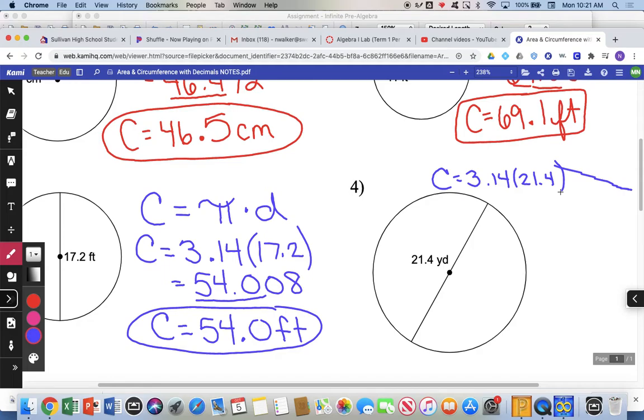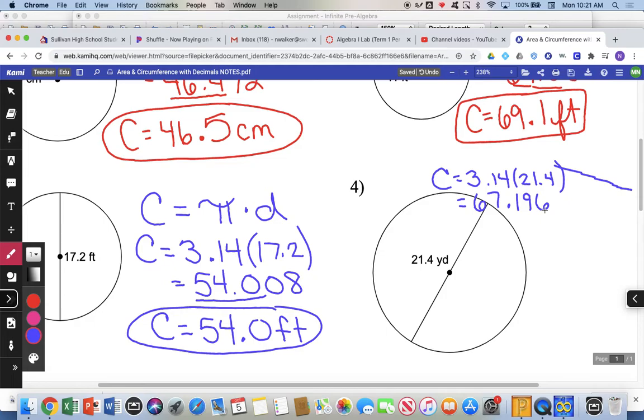If you did 3.14 times 21.4, you get 67.196. Did you take 2 times that? Yeah, I did too. Okay, so you probably just doubled it. We can't multiply it by 2 if we use the diameter. Is it area when we take half? Yes, right.